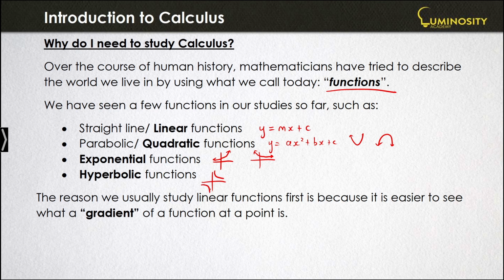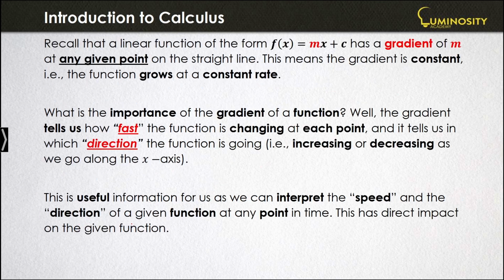The reason we usually study linear functions first is because it's easier to see what the gradient of a function at a point is. Recall, as we've said, that a linear function of the form f(x) = mx + c has a gradient value of m at any given point on the straight line. So what does this mean? It means that the gradient is constant. It's this constant number m. So we say the function grows at a constant rate.